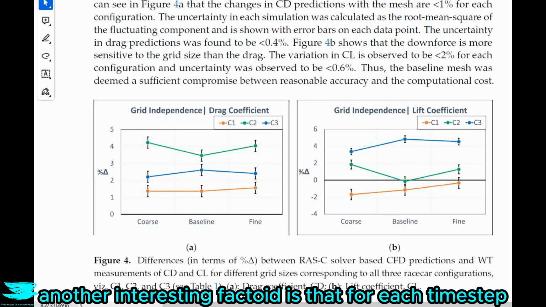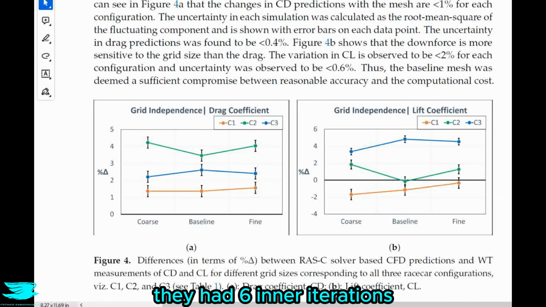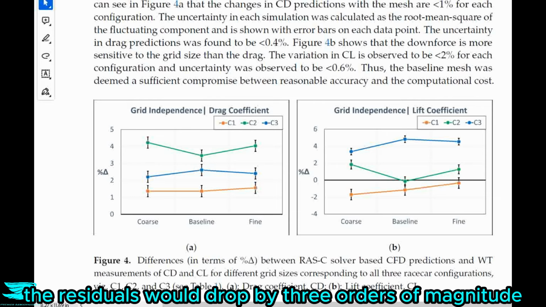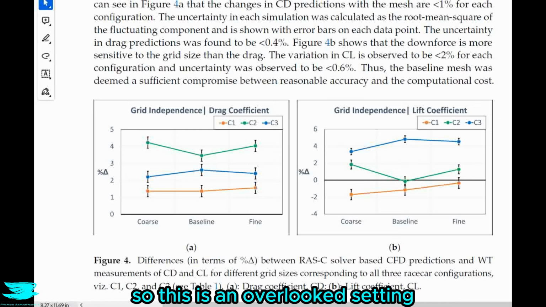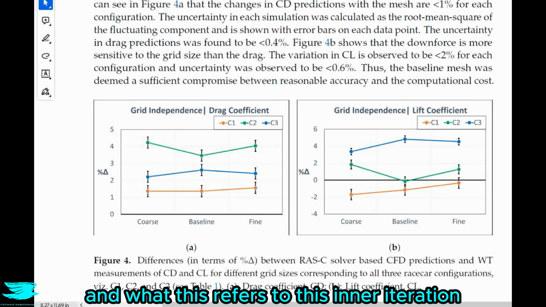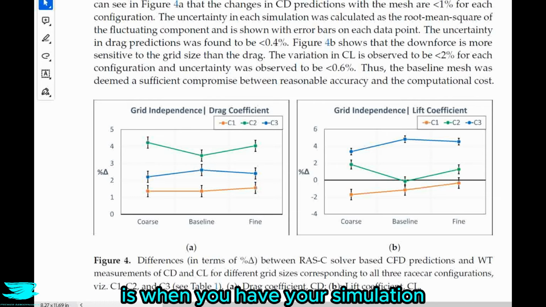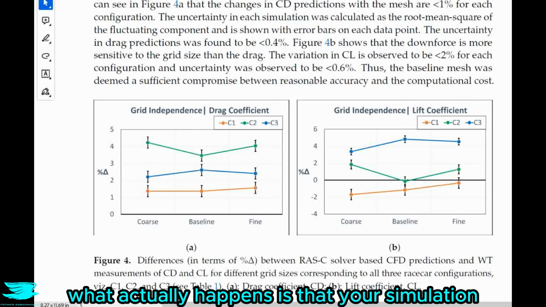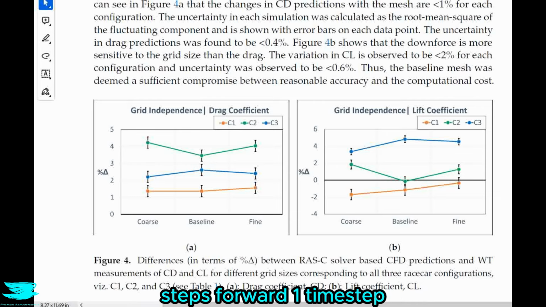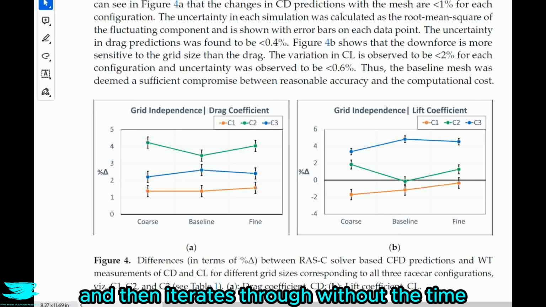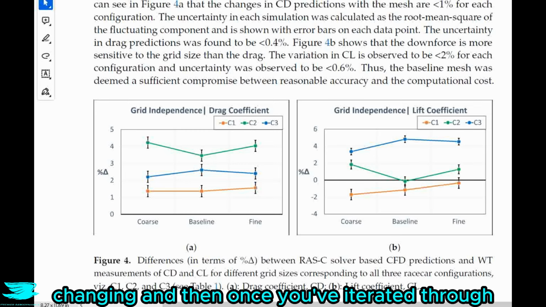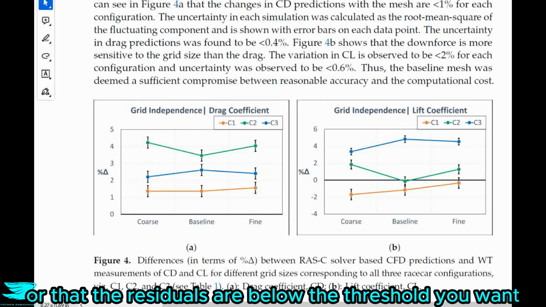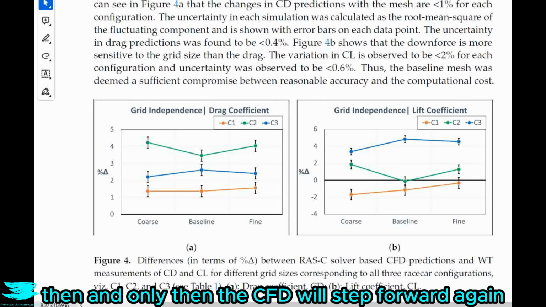Another interesting factoid is that for each time step, they had 6 inner iterations, so the residuals would drop by 3 orders of magnitude or more, I guess. So this is an overlooked setting, and what this refers to, this inner iteration, is when you have your simulation and you step forward one time step, the simulation doesn't then just step forward again another time step after that. What actually happens is that your simulation steps forward one time step, and then you iterate through without the time changing. And then once you've iterated through either a predetermined number of times or that the residuals are below the threshold you want, then and only then the CFD will step forward again.